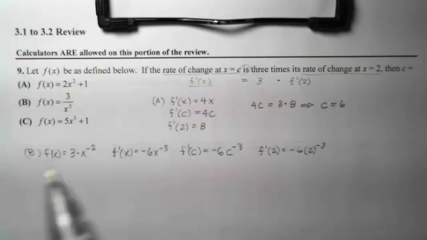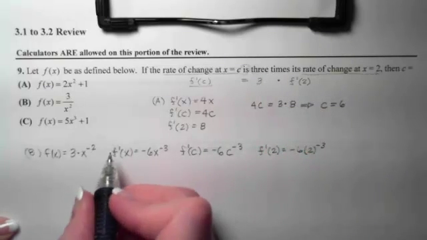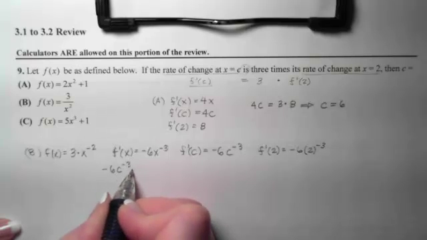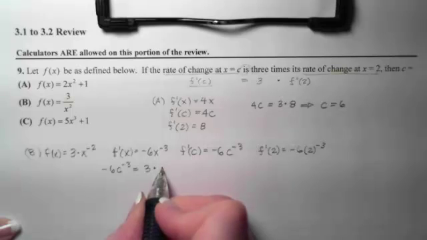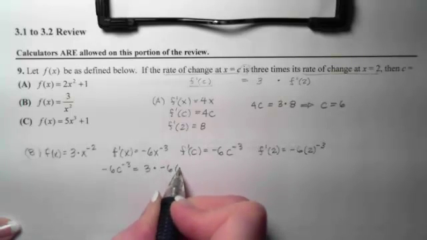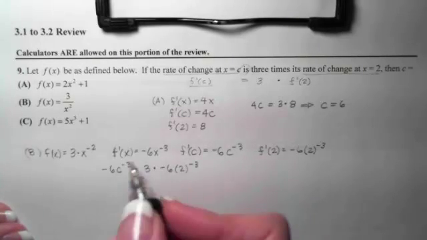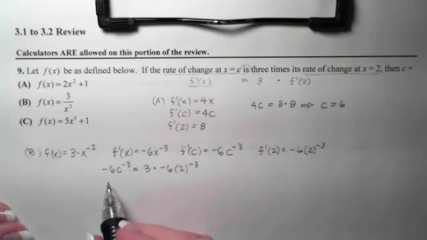So if I set up my equation now that I want to solve for c in, I will have negative 6 times c to the negative 3 equals 3 times the f prime of 2, which is negative 6 times 2 to the negative 3. So my goal is to isolate c. This becomes an algebra problem. Probably what I would do first is try to simplify this and get rid of all my negative exponents, because negative exponents always make me just a little bit nervous.